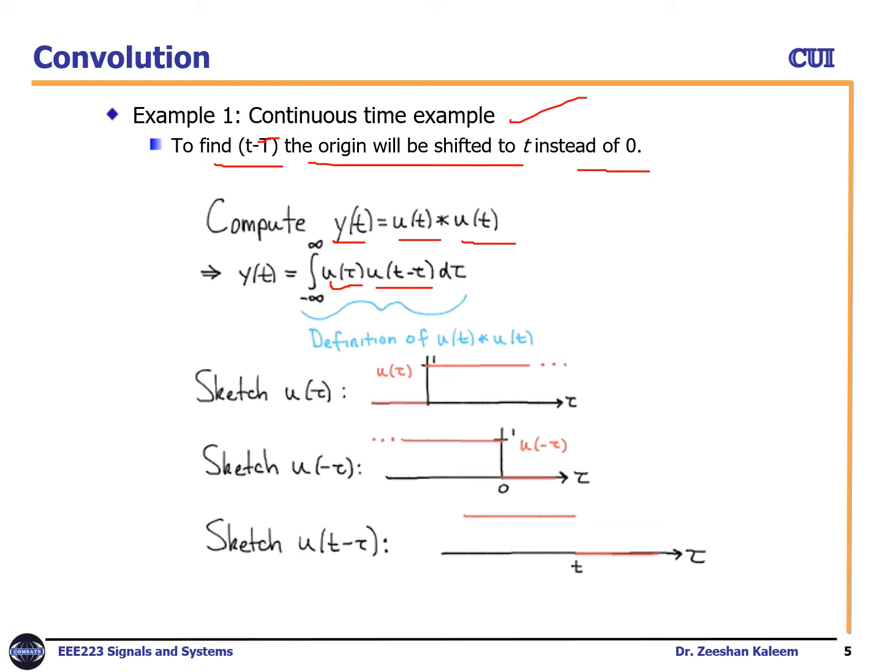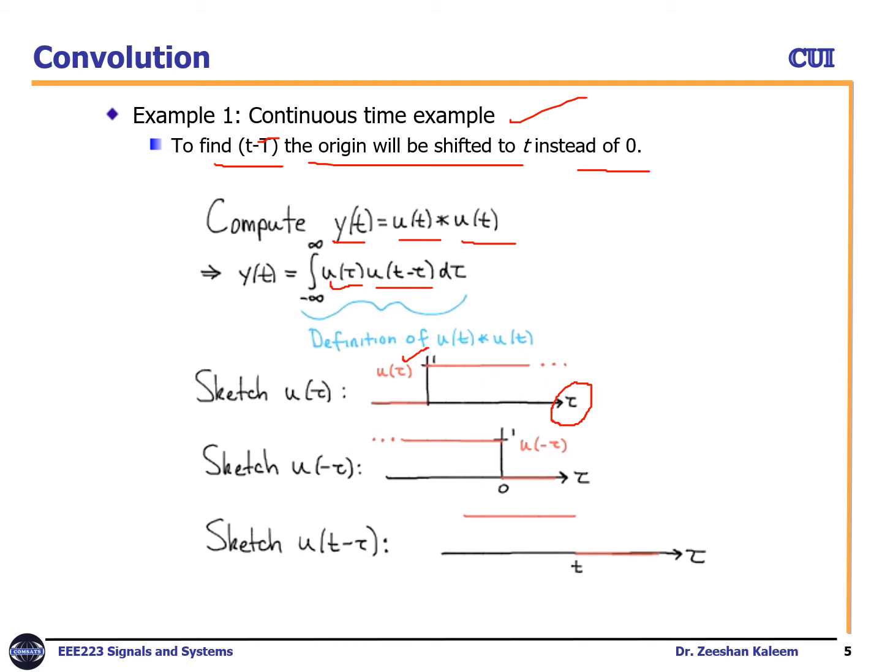So first of all, we will sketch what u(tau) is. You know that it is a unit step function, and tau here represents the time axis. So instead of t, we have tau here. We change the variable from t to tau here. So plot the u(tau) here. It will start from 0, and up to infinity it will be 1.